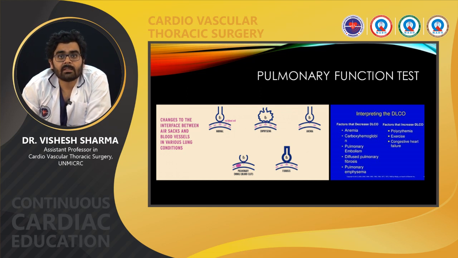There are certain factors that reduce DLCO, including anemia, carboxyhemoglobin, pulmonary embolism, diffuse pulmonary fibrosis, or pulmonary emphysema. Factors that increase DLCO include polycythemia, exercise, or congestive heart failure.